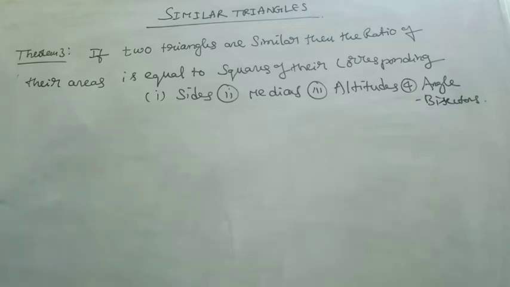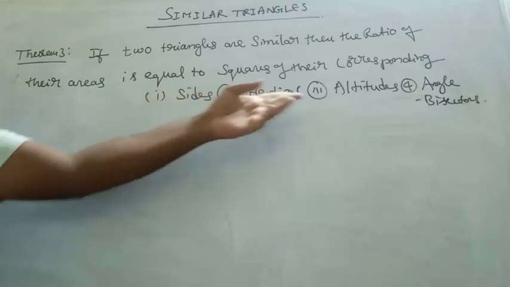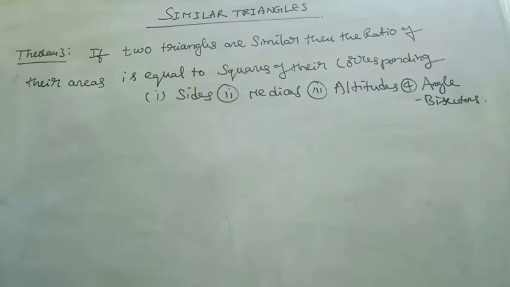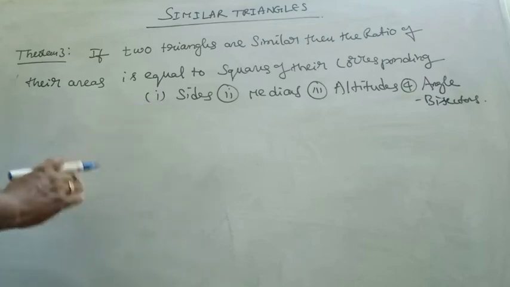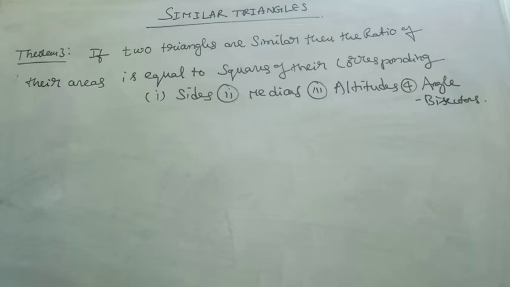You see, my dear students, this result is very important. If two triangles are similar, then the ratio of their areas is equal to the squares of their corresponding sides. Number 2, medians. Number 3, altitudes. Number 4, angle bisectors. If two triangles are similar, then the ratio of their areas is equal to the squares of their corresponding sides, medians, altitudes, and angle bisectors.